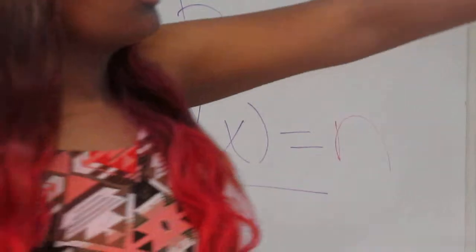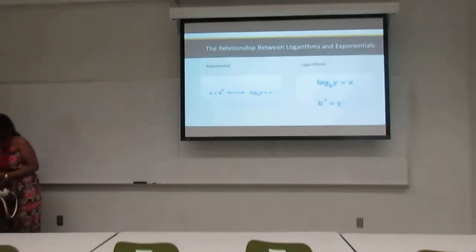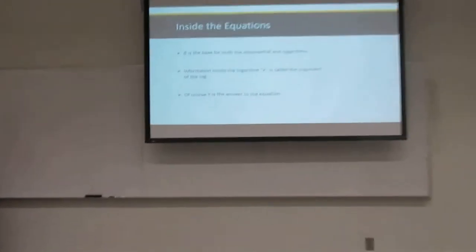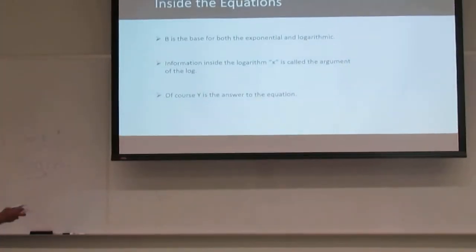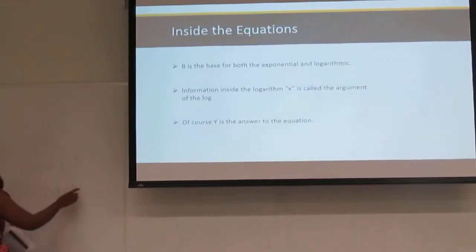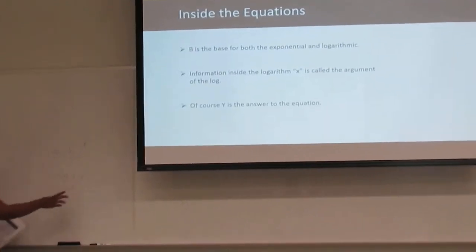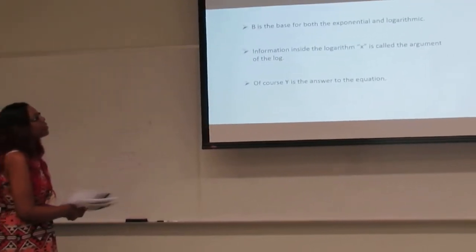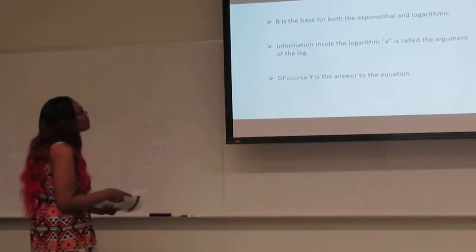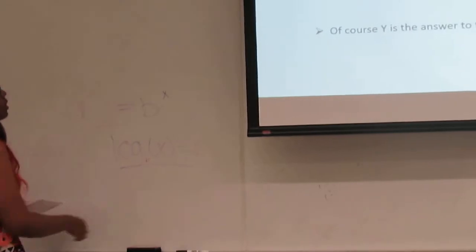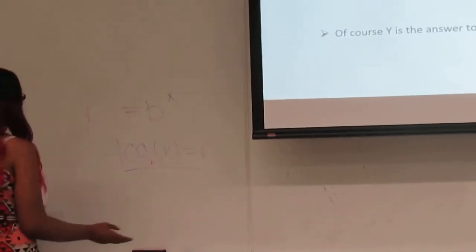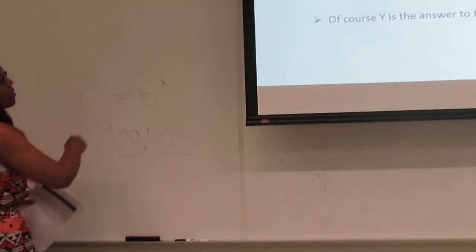And up here is also an example. Inside of the equations, B is the base for both. If you notice, there's a B here and there's a B here. B is the base for both the exponential and the logarithm. The information inside the log is the argument. Of course, Y, or in this case N, is the answer to the equation.